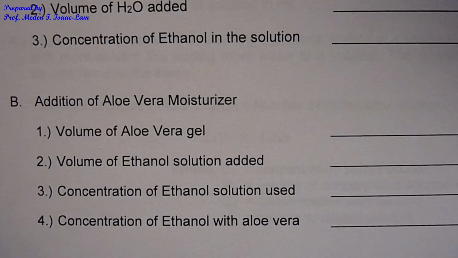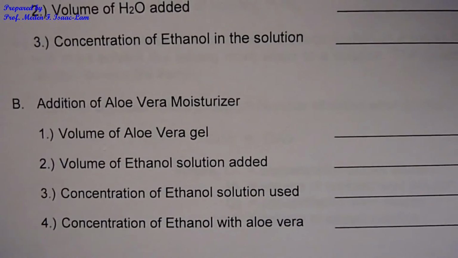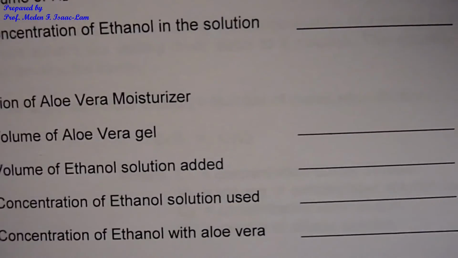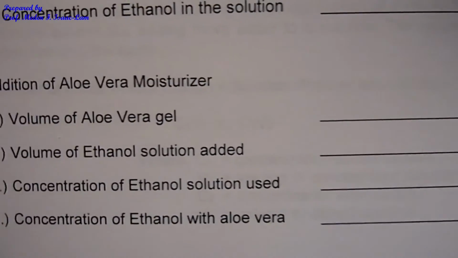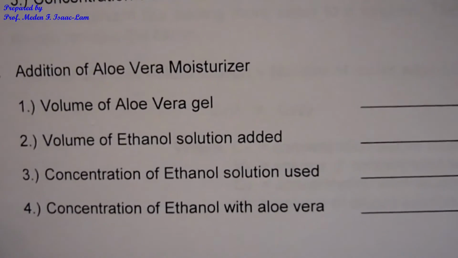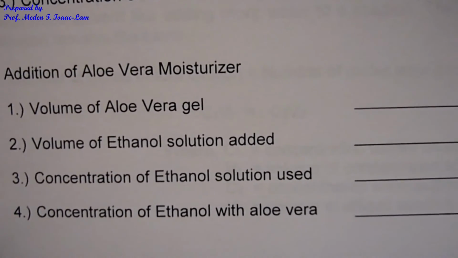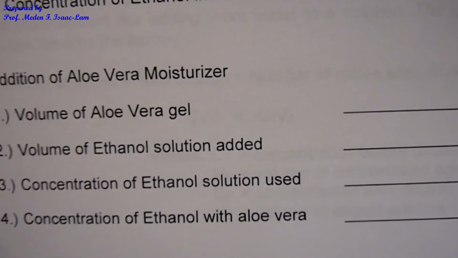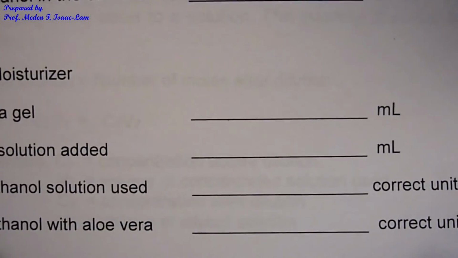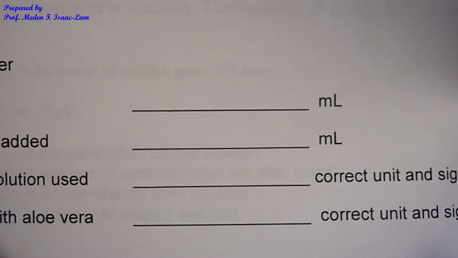All right. The last part is part B, addition of aloe vera moisturizer. You're going to write in the blanks the volume of aloe vera gel in ml, the volume of ethanol solution added, the concentration of ethanol solution used, and the last one, the concentration of ethanol with aloe vera, the final concentration after we added the aloe vera gel, with the correct unit and significant figures.